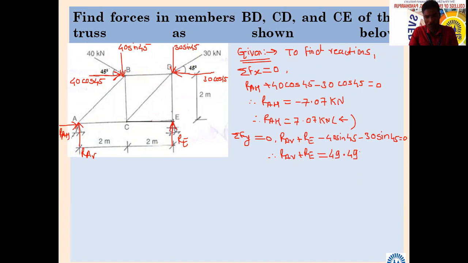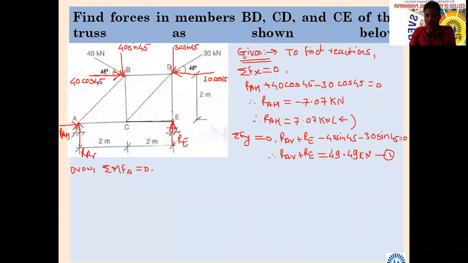49.49 kilonewton. I will give this as equation number 1, because I have not found any values yet. Now what will I do? Now we will apply the third condition. What is that? The summation of moments due to all the forces at point A equals 0. Shall we apply this? Yes, sir. Which value will we get from this equation? RE. We will get RE. So let us see, who will tell me the equation now?